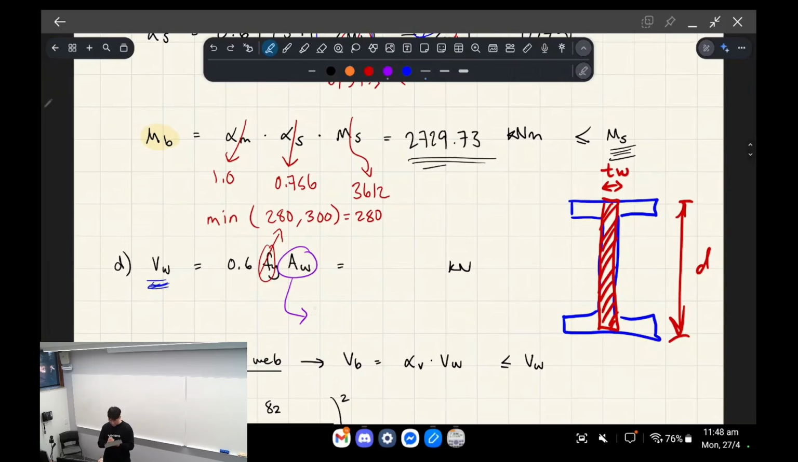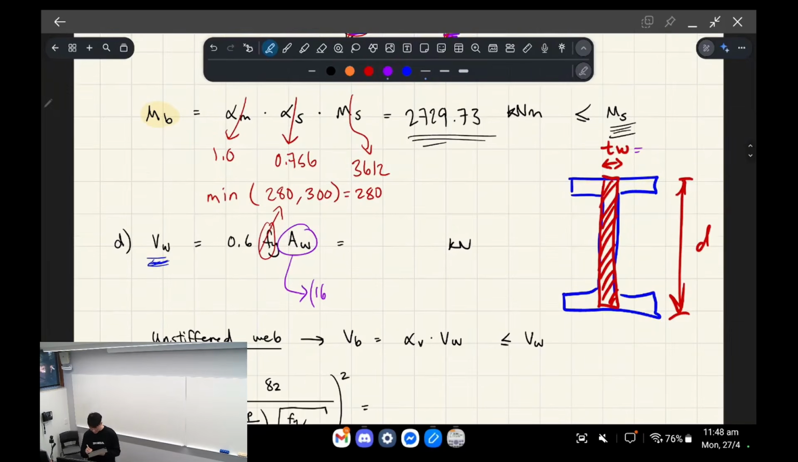Okay, so we're gonna multiply it by the thickness of the web. So that's 16, as well as the depth. So that's 1,170. Okay. So computing all that and then dividing by 1,000 to get it from newtons to kilonewtons gives us 3,144.96.